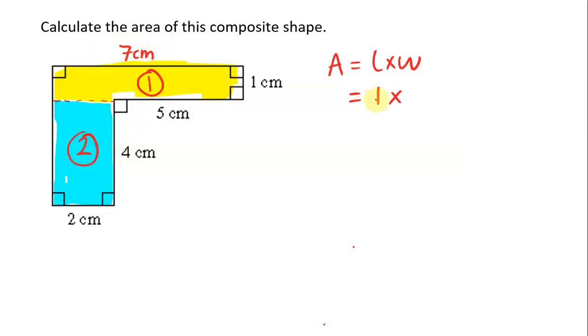So we have length was 1 centimetre times width, which was 7 centimetres. 1 times 7 is 7. We're working in centimetres, and because it's area, we have centimetres squared. So that's the area of our yellow rectangle.